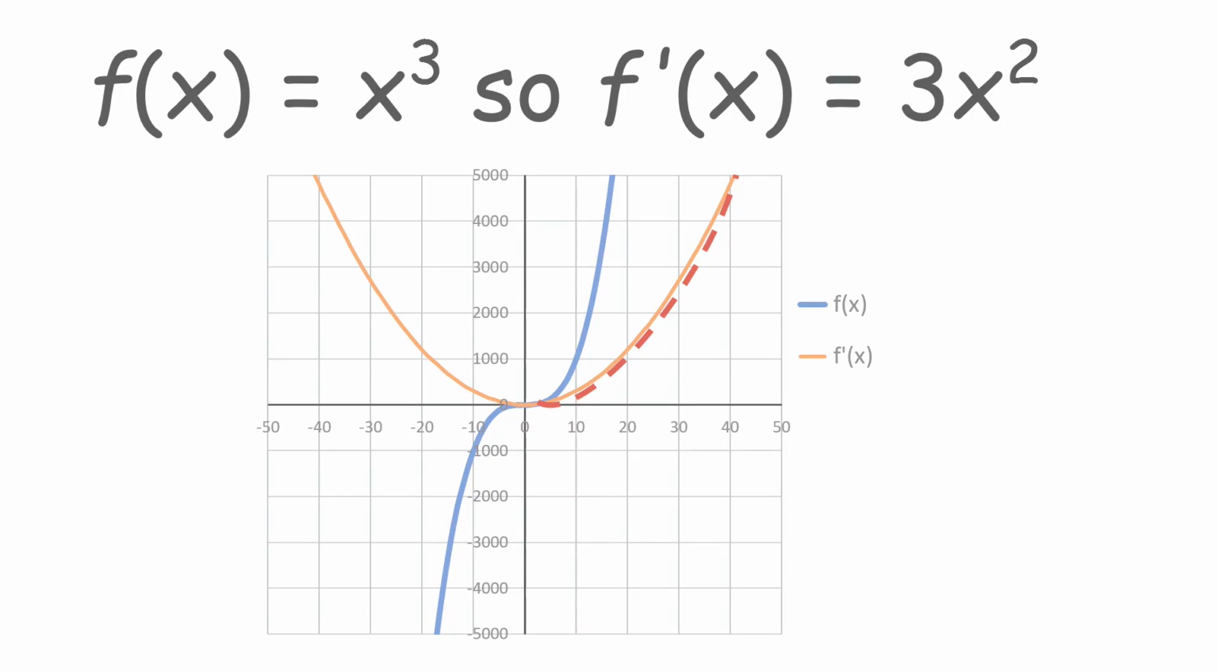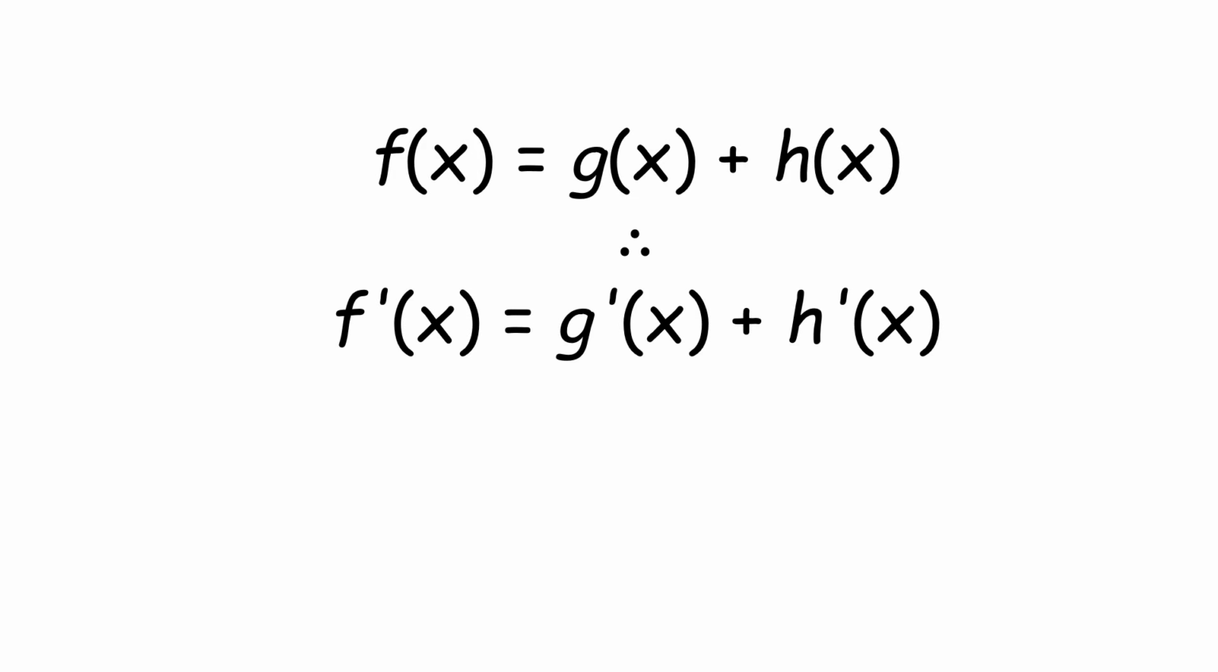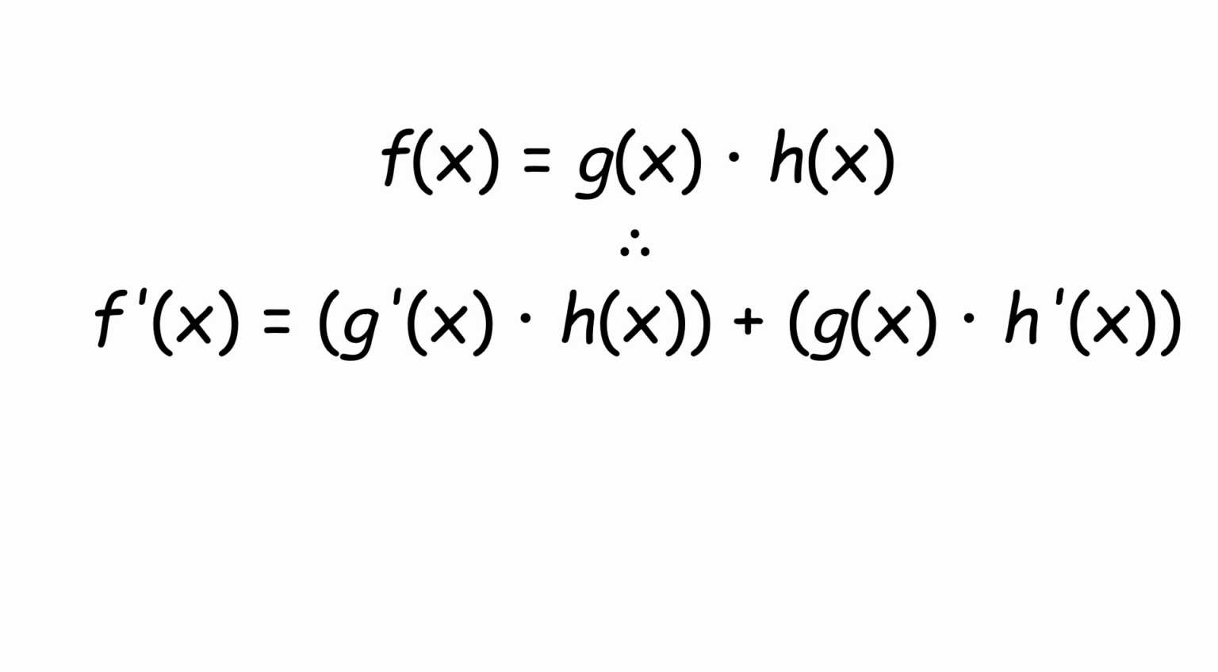Now there are some other useful rules for working with functions and their derivatives. For example, if a function is defined as the sum of two other functions, then its derivative is the sum of the derivatives for those functions. If function f is defined as the product of functions g and h multiplied together, then the derivative of f can be calculated by adding together the results of multiplying the derivative of g by h and the derivative of h by g. This is known as the product rule.